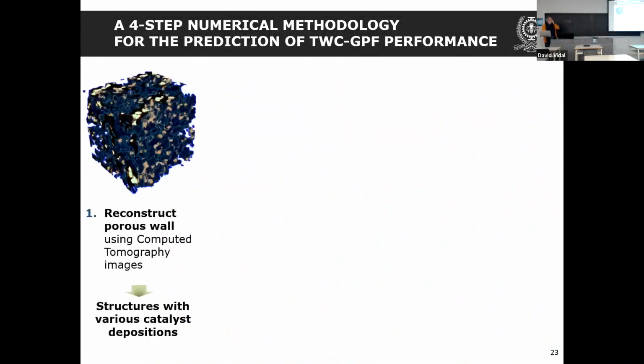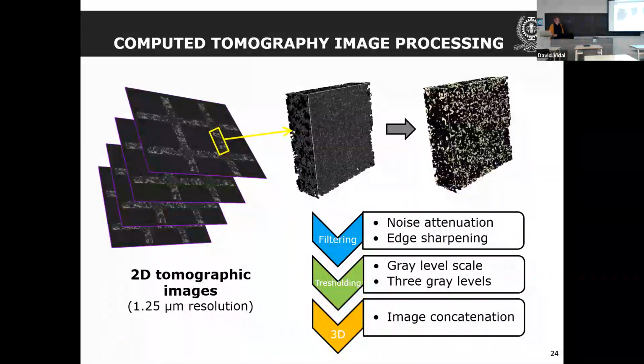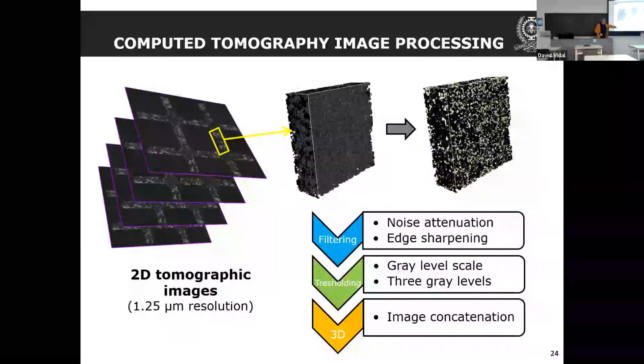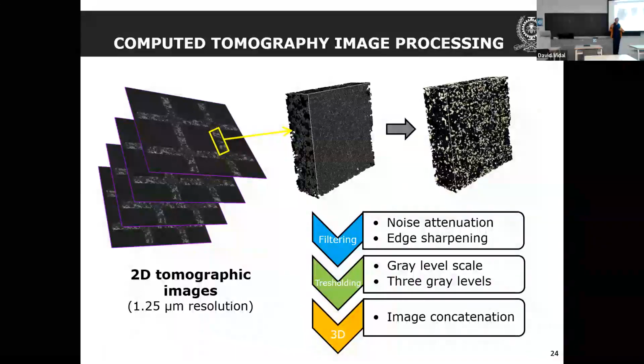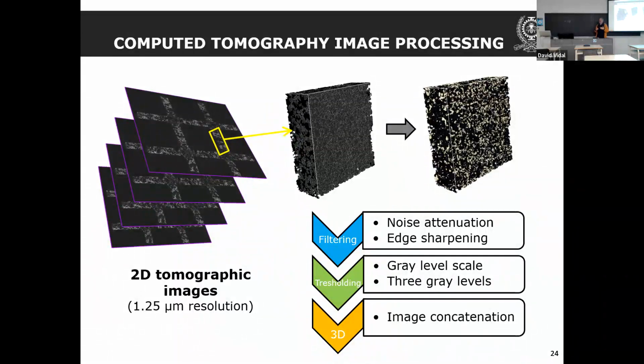So for the first step, what we basically did, as I mentioned, if I come back to the modeling cycle, is basically the geometrization of the problem. Okay. So to do that, well, basically we took SEM images at 1.25 micron resolution, and then to prepare those images, you need to do several image processing operations such as filtering and thresholding to threshold the different materials.